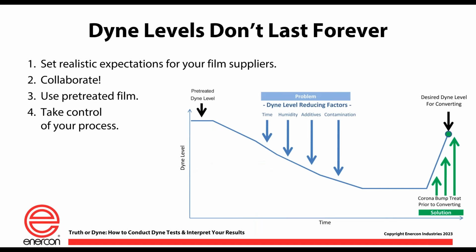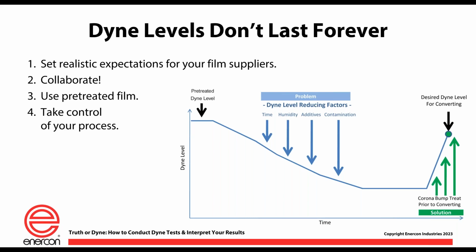And then further to this, let's remember something: Dyne levels don't last forever, right? So you converters that are out there, you're buying film that's been blown or cast from a film extruder. It came off that extruder and through their treating system at a given Dyne number. Let's say they treated it to 40. And by the time you get it, it's at a different number, typically a lower number.